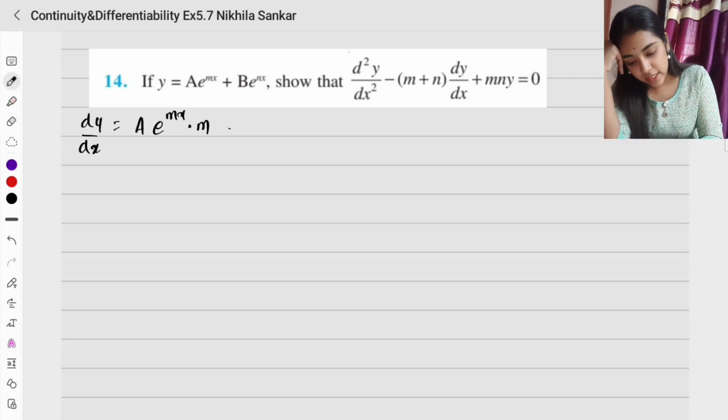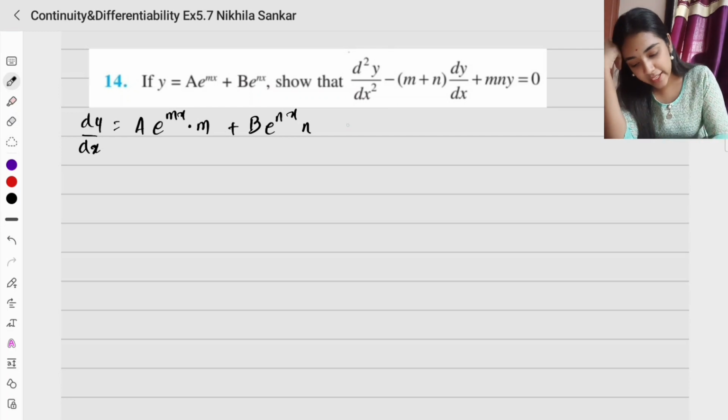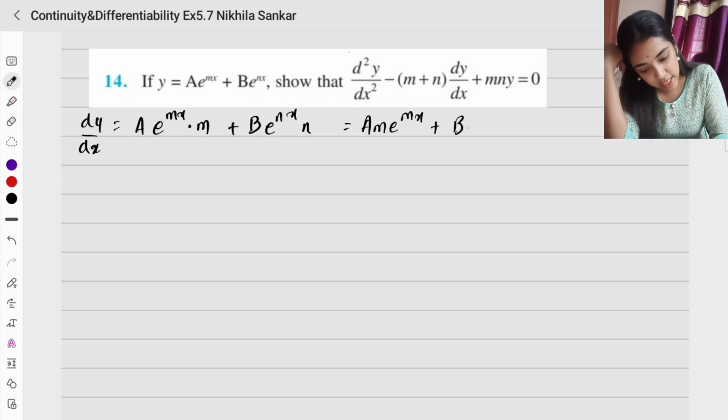So I'll have this plus b is a constant, e to the nx. So e to the nx and the n comes out. n is the coefficient of x. So what will I have? a m e to the mx plus b n e to the nx. So this is my dy by dx.